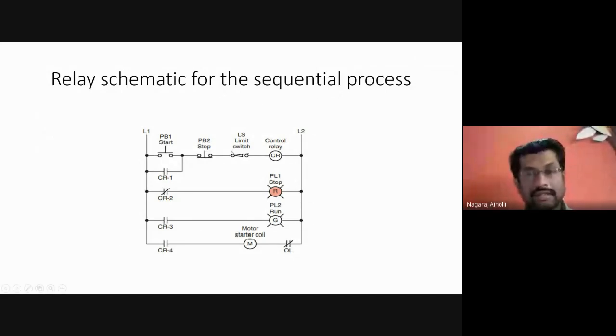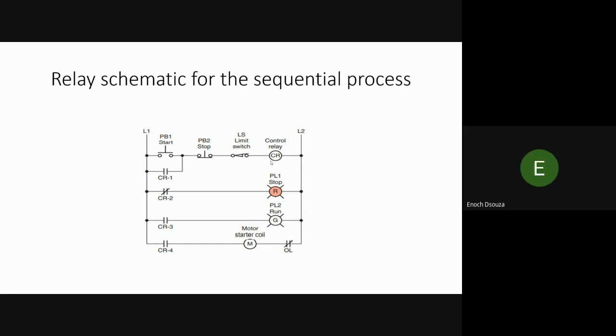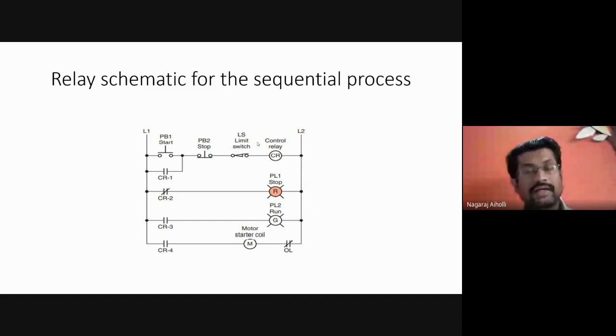Then will current flow to the control relay? Yes, students, will current flow to the control relay? No, sir, all are becoming open. No, current cannot flow to the control relay because PB2 stop button is getting open. Limit switch, when we are actuating that, is also open. So current cannot flow to the control relay. Now the control relay coil is de-energized.